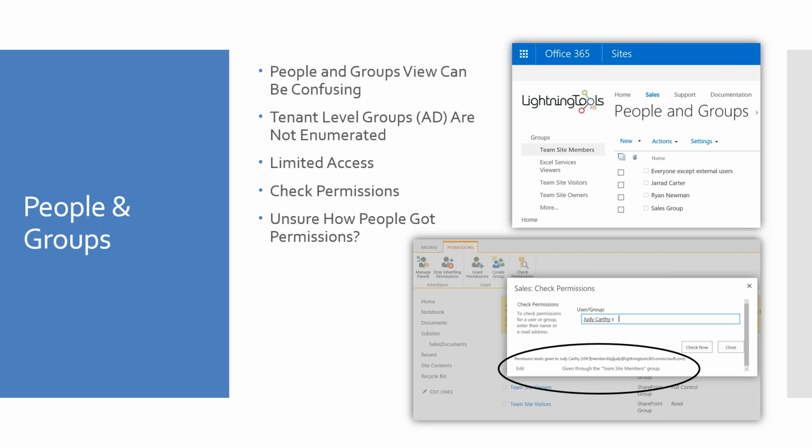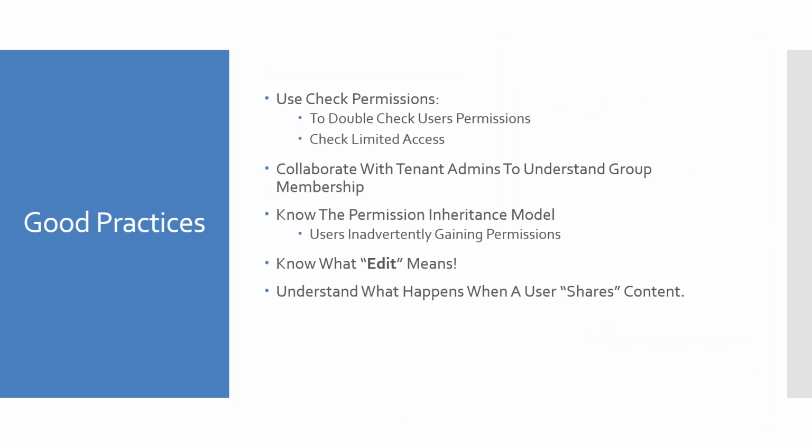So there's also confusion about how people got permissions sometimes. You might see people inside the groups and you didn't think that you'd added them to those groups. That can happen when permission inheritance has been broken, but groups are inherited, and we'll be covering that very, very shortly. So just some good practices at this stage.